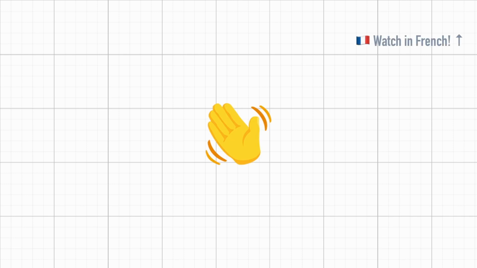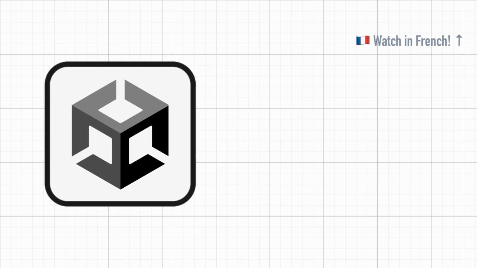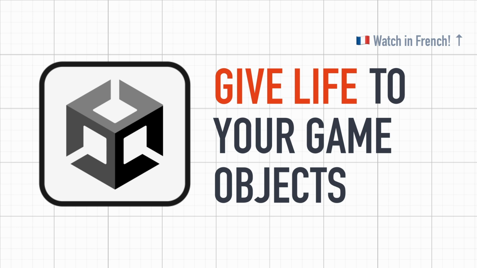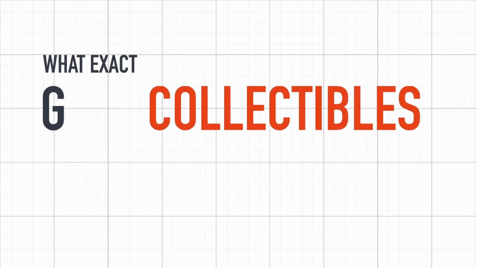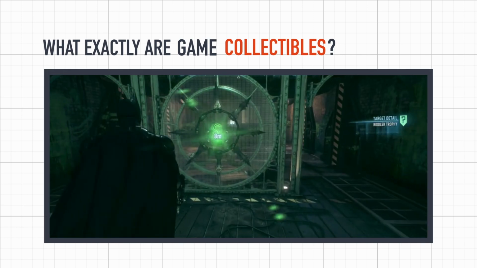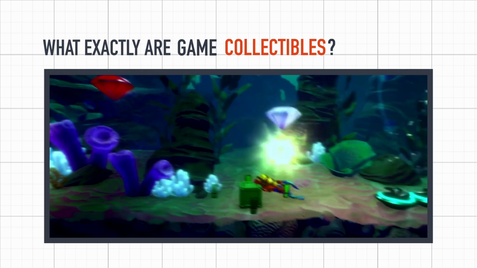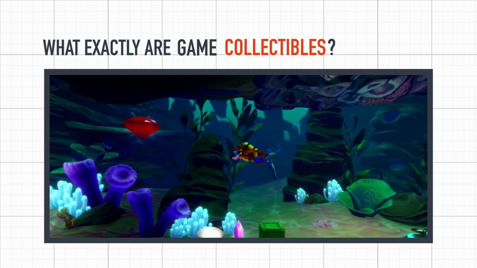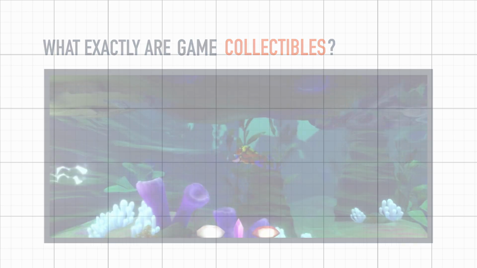Hello everyone, and welcome to a little Unity tutorial about some tricks to give life to your game objects, such as your game collectibles. You know, the collectibles, that's all those little coins and question marks and backpacks and other gems that video games just love to have us look for during hours.